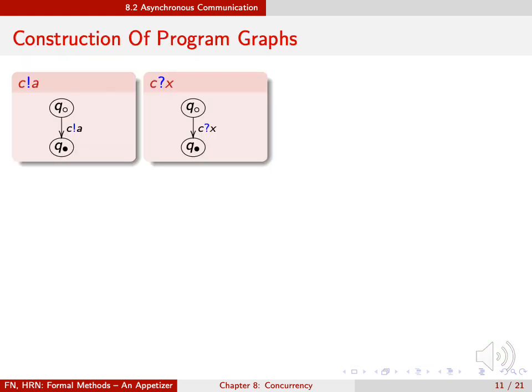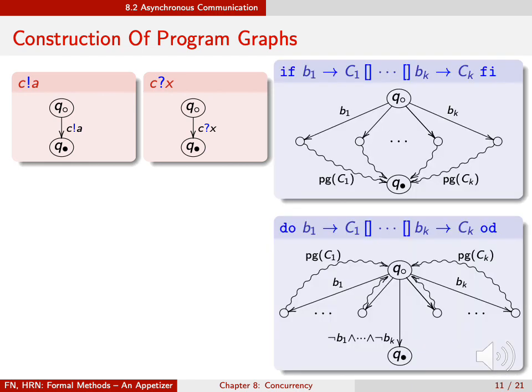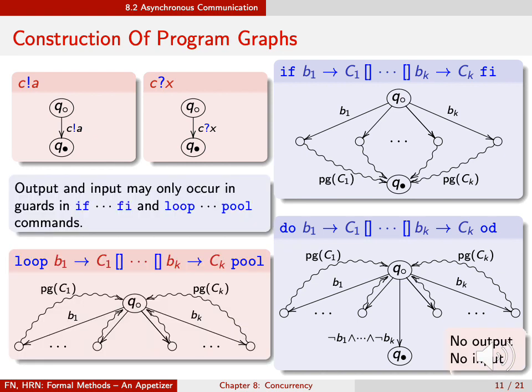Let us now consider the generation of program graphs. For output and input, it should be no surprise that they give rise to a single edge. For conditional and iteration, we have the familiar construction from previous chapters. For the loop construct, we simply proceed as in the do construct, except that we have no edge labeled done.